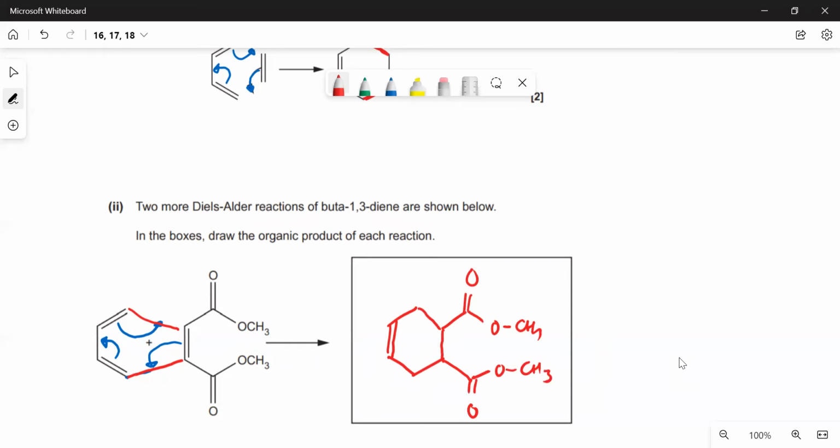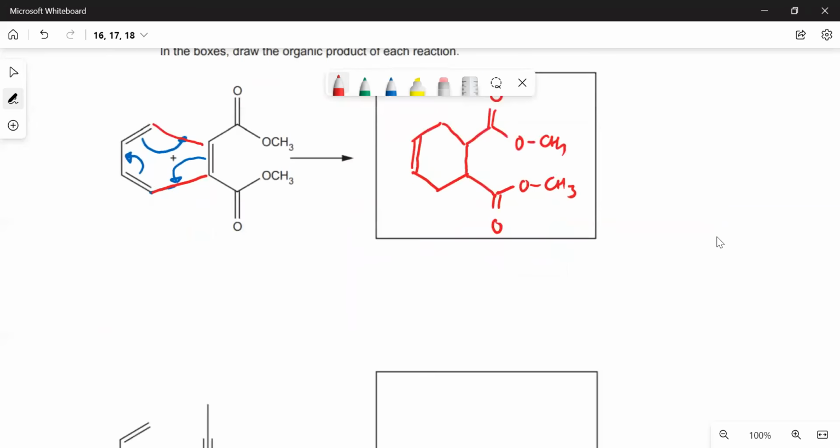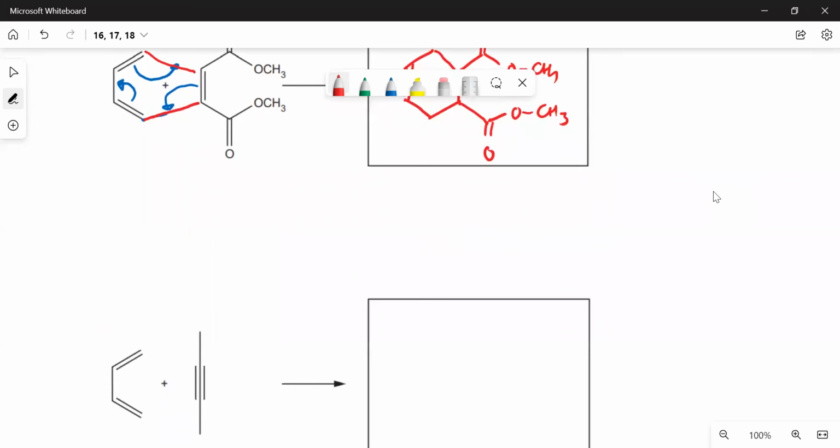Do the same again for the second one. This time it's a triple bond. So one of the pi bonds in the triple bond, remember in a triple bond you've got two pi bonds, that one is going to go and form a new single bond between those two carbons.